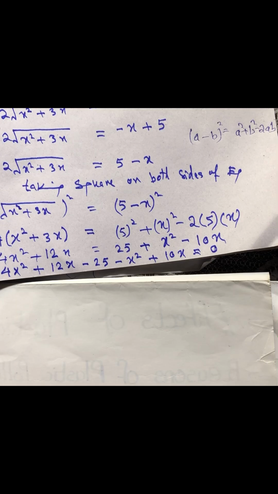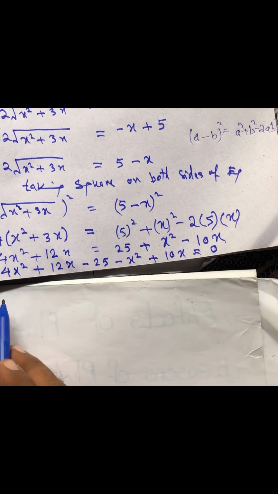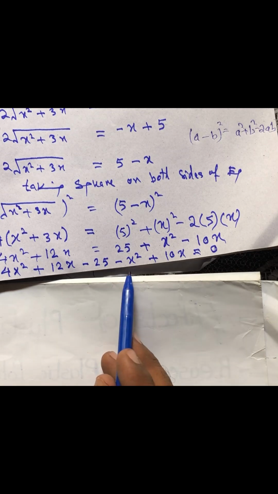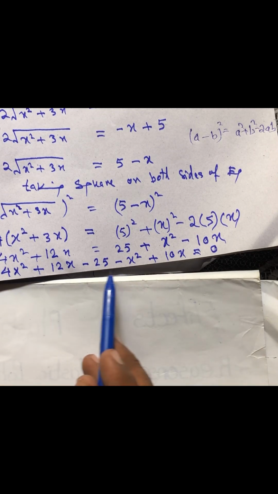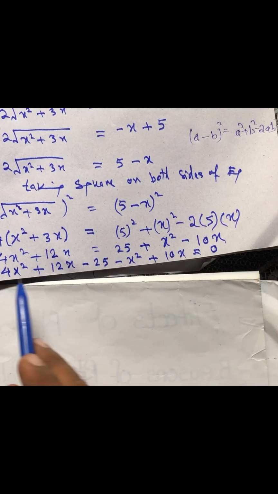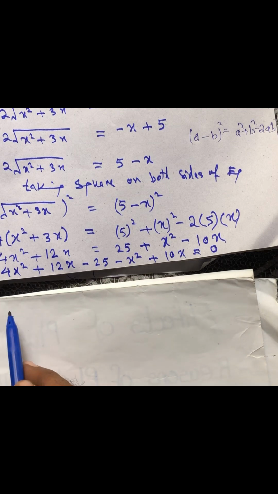This is 4x square, but remember this is minus 1x square. They can be added because the base is the same, the variable is the same, and the power is the same. If we take 1x square from 4x square, 3x square is left.